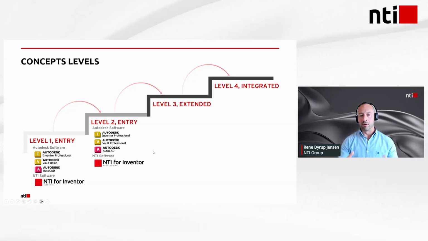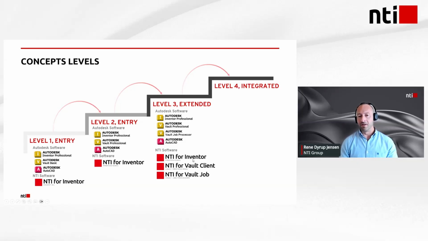On the next level, we will exchange Vault Basic with Vault Professional and also NTI for Inventor Essential with NTI for Inventor Professional. So with this solution, you could do a lot more, like publish your files from Inventor into Vault. It will still be with a manual approach, but you can do it in an overview so you can keep track of your files.